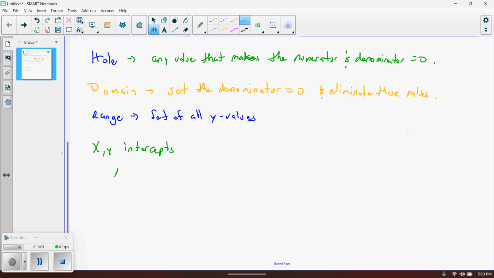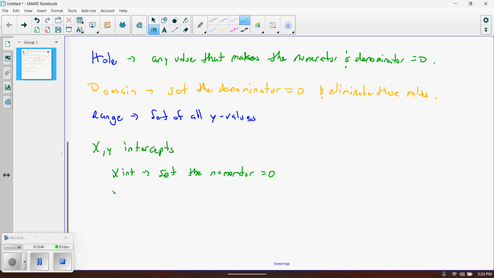The x-intercepts are going to be whatever makes the fraction equal to 0, which means you're going to set your numerator equal to 0. Whatever values those give you are going to be your x-intercepts, as long as it doesn't also make the denominator 0, because if that's the case, then it would be a hole instead of an x-intercept. So you'll set the numerator equal to 0. Just make sure it doesn't make the denominator 0.